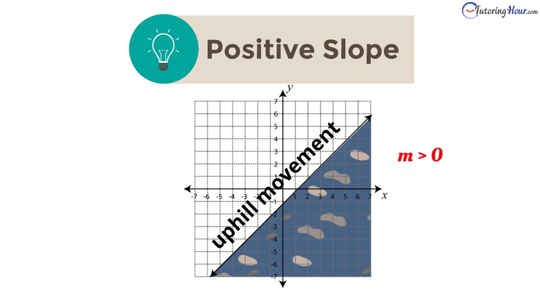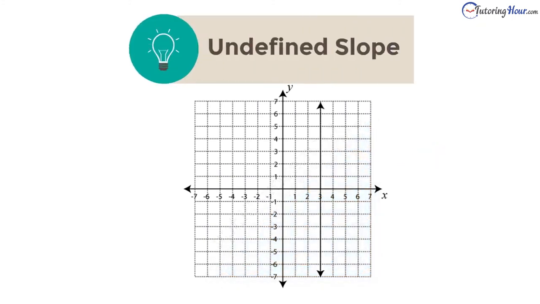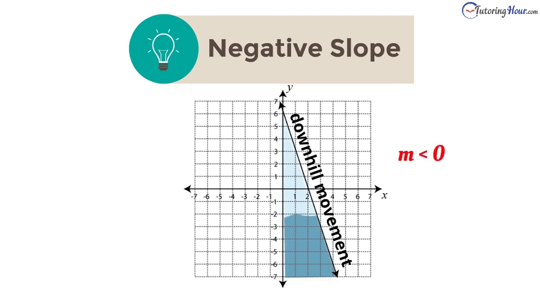It indicates a positive slope with an uphill movement. The measure of the slope m is greater than 0, and when the line goes vertically up or down, the slope is undefined. A line is decreasing if it goes down as you move from left to right. It indicates a negative slope with a downhill movement. The value of m is less than 0.